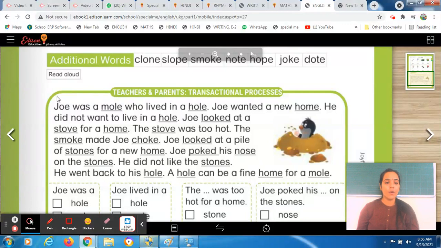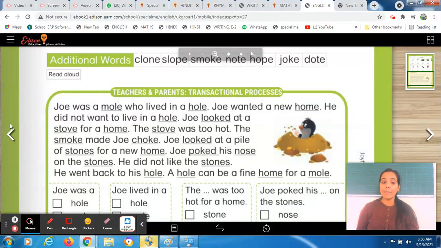Okay, so here we will read. Joey, Joey, Joey was a mole. See, that is an OE word. That's why it's underlined. So Joey was a mole. Joey, what was he? See, it's an animal. The animal.